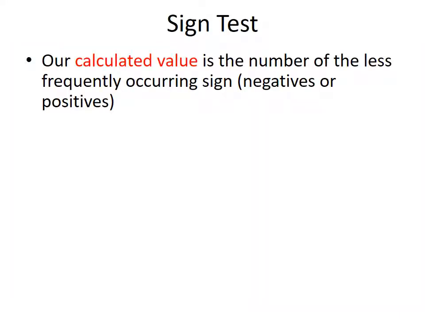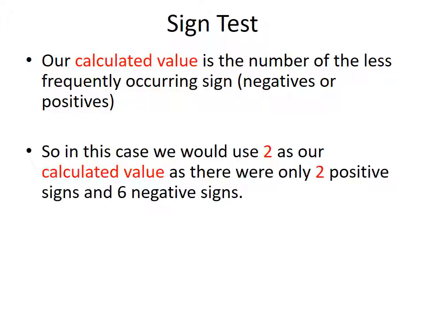So our calculated value is the number of the less frequently occurring sign. Okay, that's the language we need to use. So less frequently occurring just means the one which is most infrequent, the one that is least common. Yeah, the one we have the fewest of. So in this case, our calculated value is 2, because there are 2 positive signs and 6 negative signs. So the smaller number here is 2, so that becomes our calculated value.